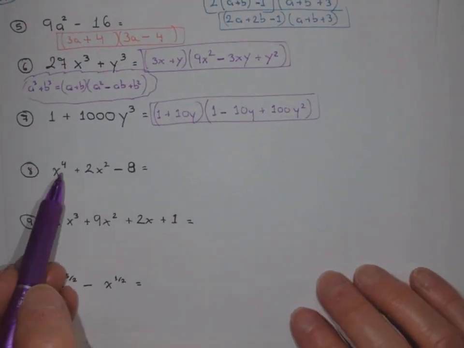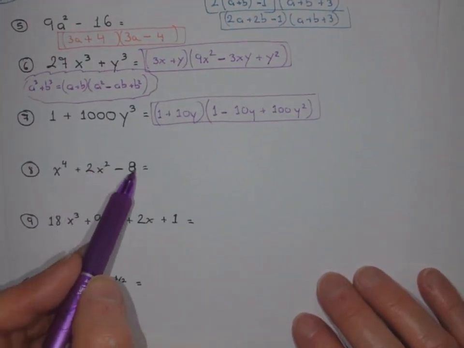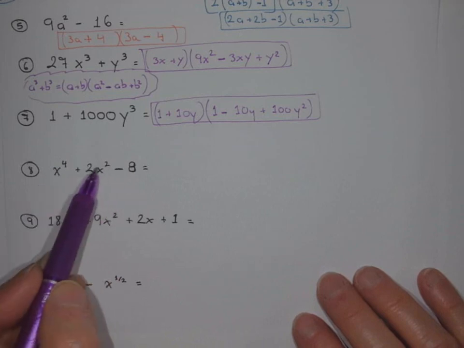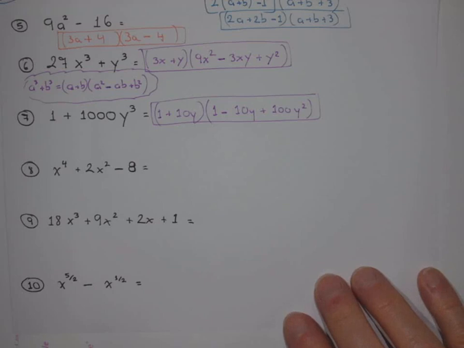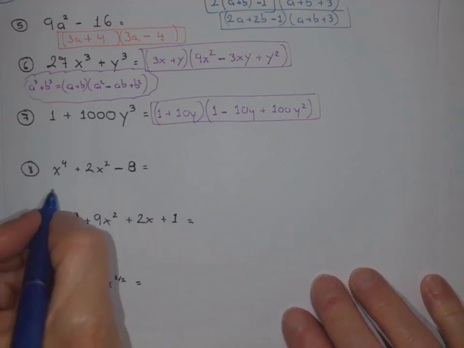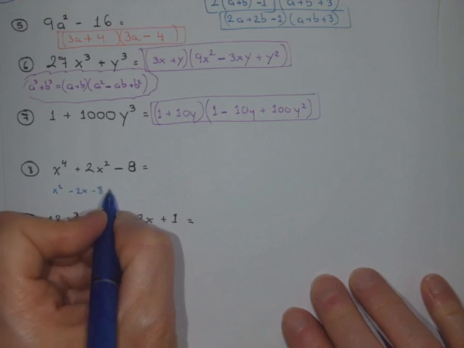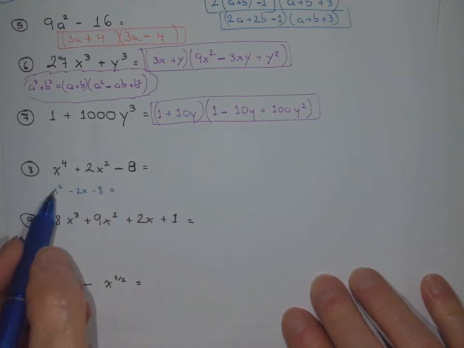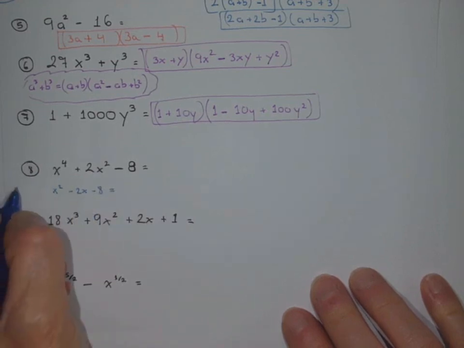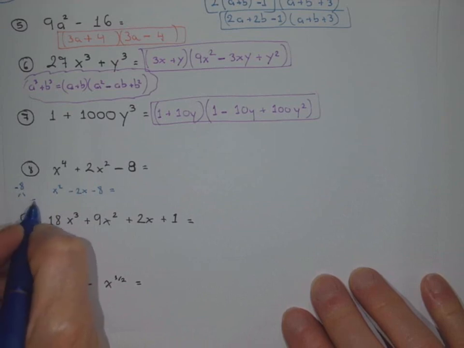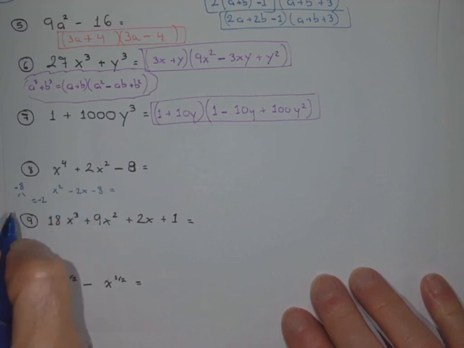Alright, so now we have a quartic, but it's a quartic that's going to behave like a quadratic because we have even powers only. So what you want to think about is, what would you do if this would be x squared minus 2x minus 8? Well, there is no number in the front here, so what can you multiply to give you a negative 8, but add up to give you negative 2?